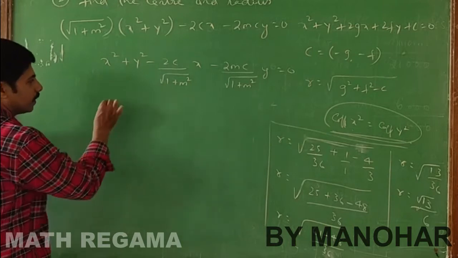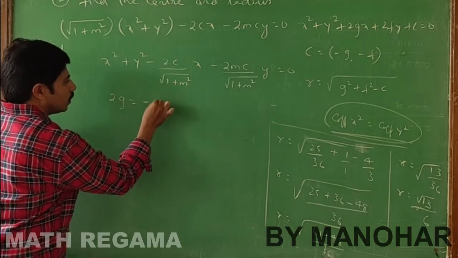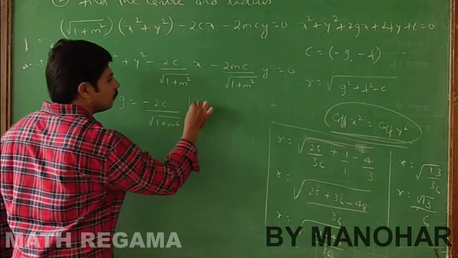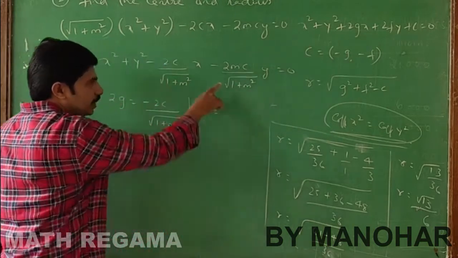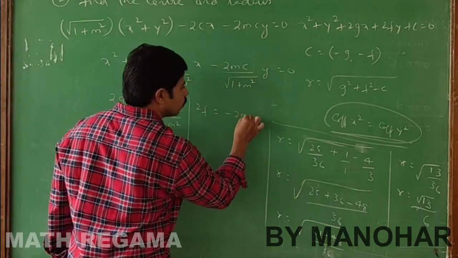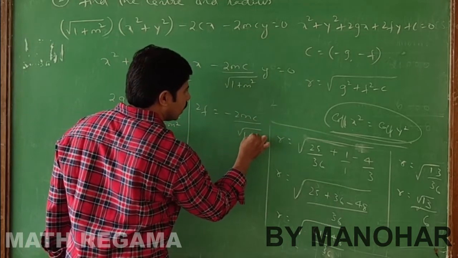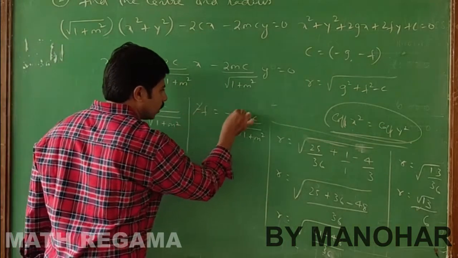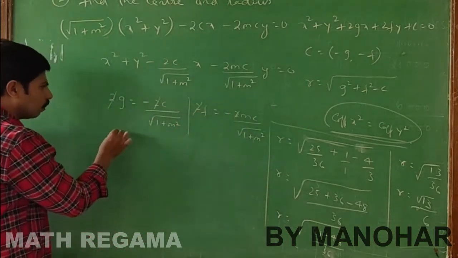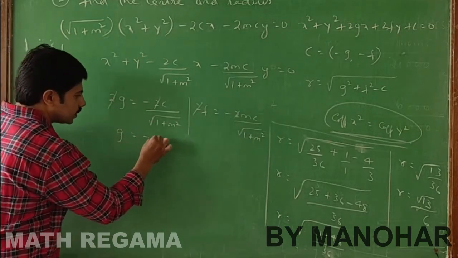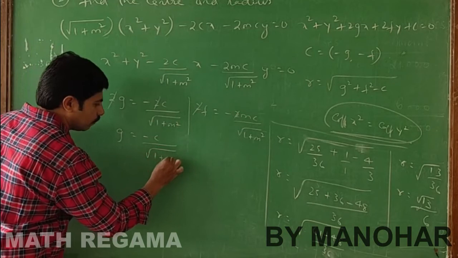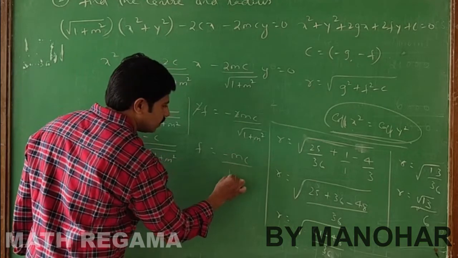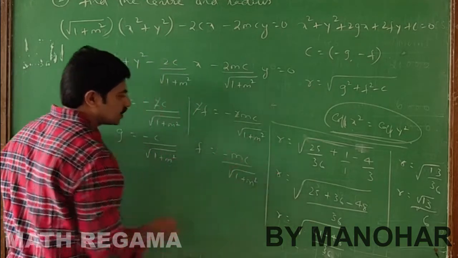After that we compare. So 2g is equal to minus 2c by under root of 1 plus m square. And the coefficient of y is 2f in the general equation, and here it is minus 2mc, and I am writing the coefficient of y under root of 1 plus m square. So 2 cancels, 2 cancels. Now what is the g value? It is minus c by under root of 1 plus m square, and the f value is minus mc by under root of 1 plus m square.